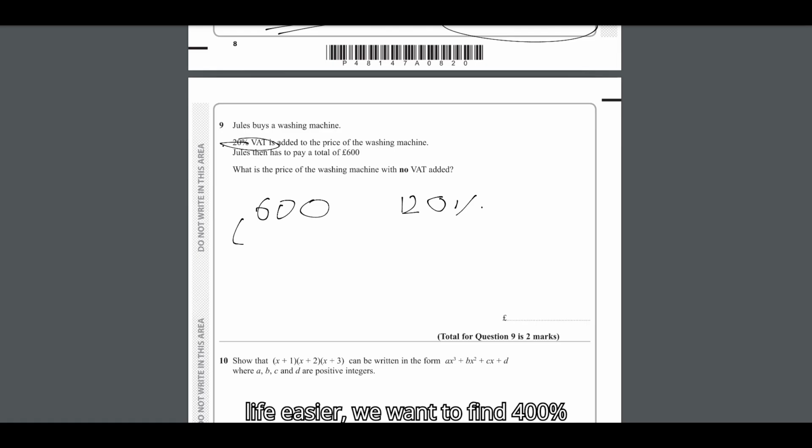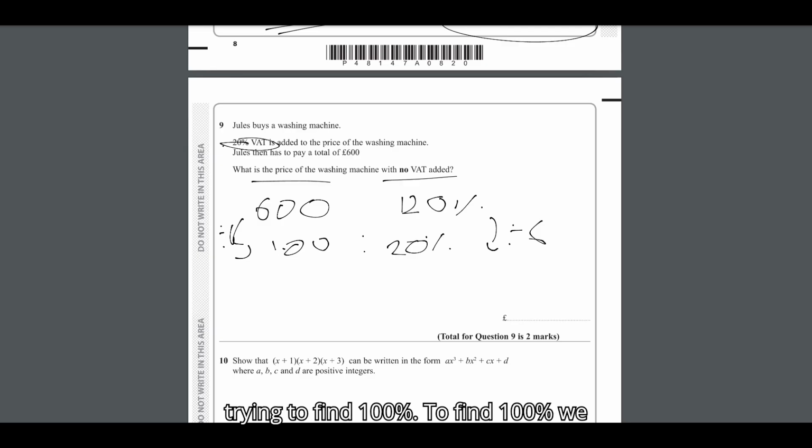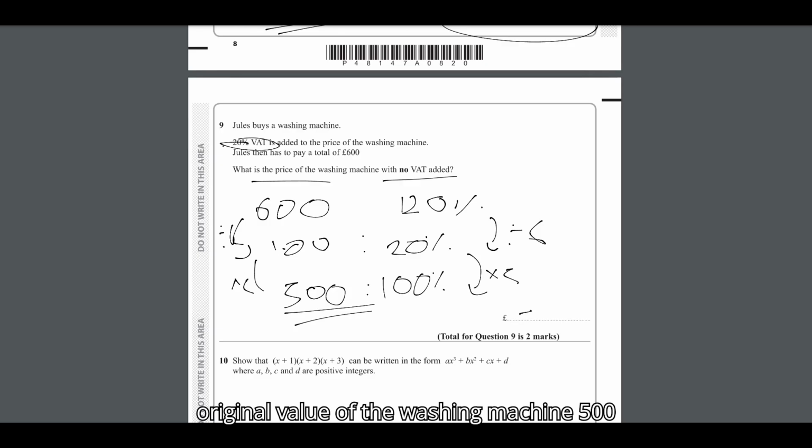So to make life easier, we want to find for 100%, as we're trying to find the price with no VAT, so the original price. So let's divide by 6. That will give us 100, and that will give us 20%. But this is only 20% of the value. We're trying to find 100%. To find 100%, we multiply by 5. So we multiply by 5 each side, 500, and 100%. So this will be the original value of the washing machine, 500, and that will give us 2 marks.